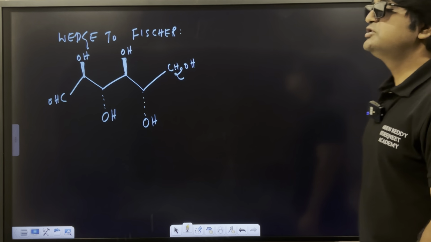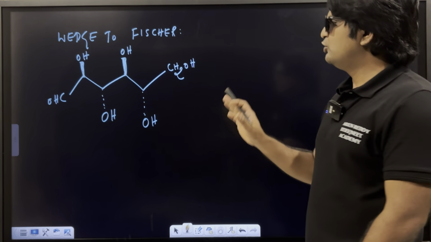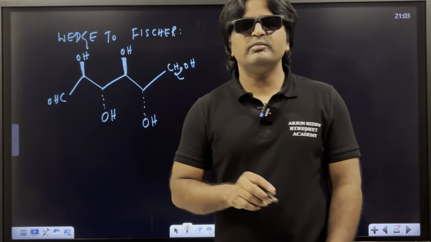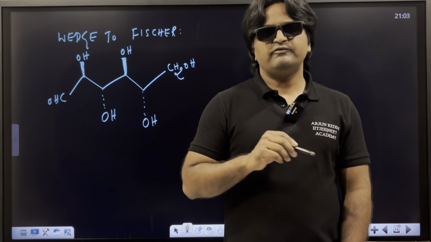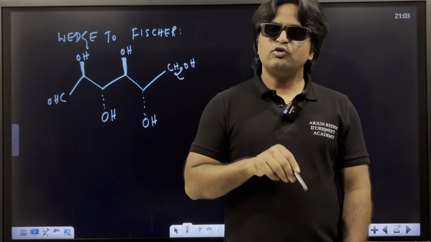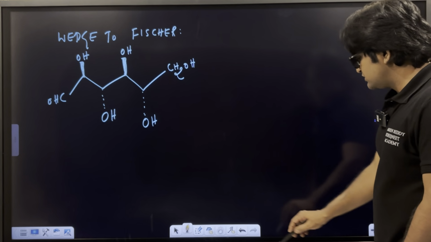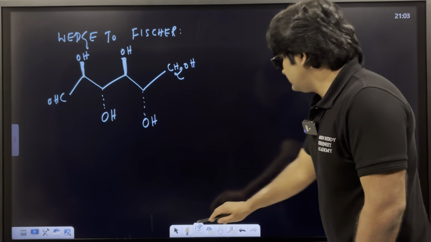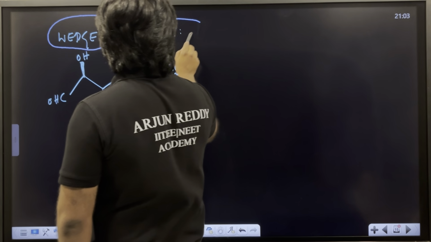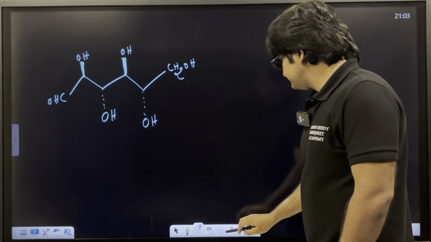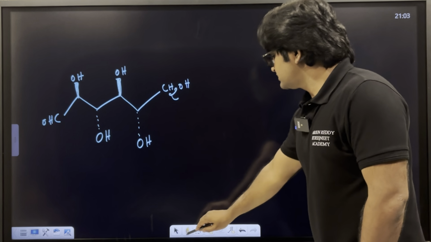Yeah, next one. Wedge to Fisher. That molecule looks lengthy but it is very simple, no problem. The only thing you remember: a thick wedge given, is it front of plane or back of plane? Front of plane. And a broken wedge given, that should be what? Back of plane. That's enough to convert into Fisher form. So here wedge representation is given. I am going to convert into Fisher. I want some space. One second. Yeah, this is the given molecule.